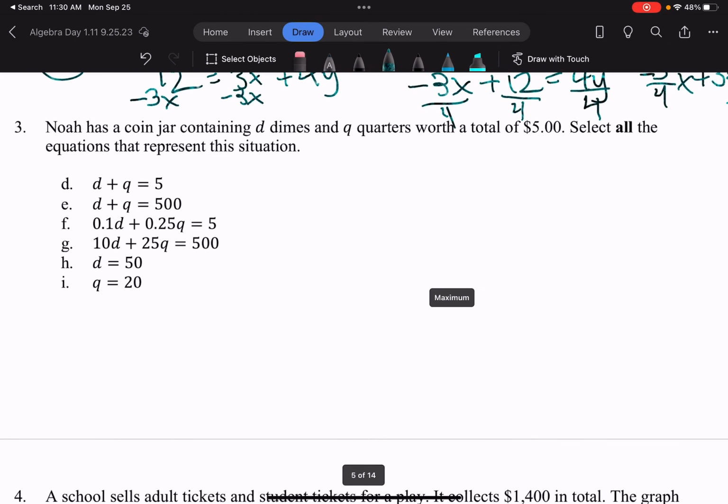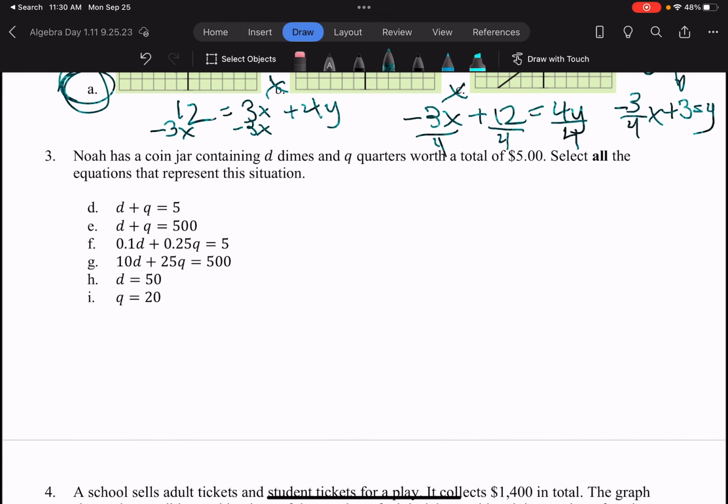Number 3, Noah has a coin jar containing dimes and quarters for a total of $5. Select all the equations that represent this situation. So letter D, I don't know why they lettered this way, my bad. D plus Q would be the number of dimes plus quarters equals 5, and that's not what we're looking at. We're looking at a total price, right? And a dime and a quarter have different values, so it can't be this one. And then therefore it also can't be E, because there isn't a value that we could multiply to get D and Q down to 1, and then the right side equal 500.